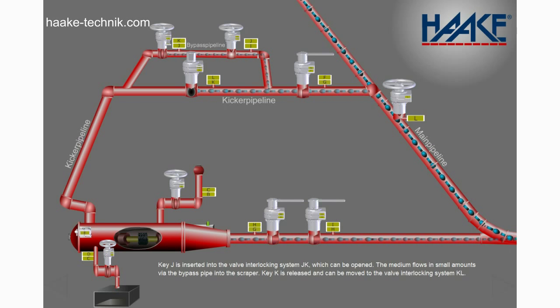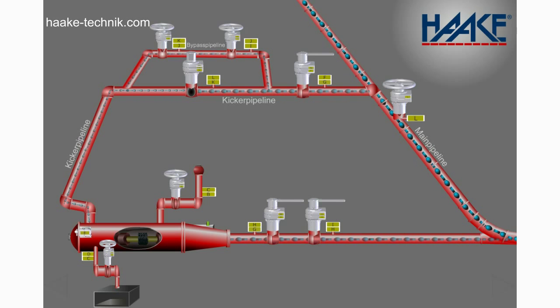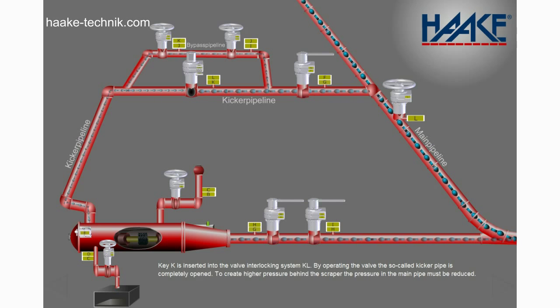Key J is inserted into the valve interlocking system JK, which can be opened. The medium flows in small amounts via the bypass pipe into the scraper. Key K is released and can be moved to the valve interlocking system KL. Key K is inserted into the valve interlocking system KL.